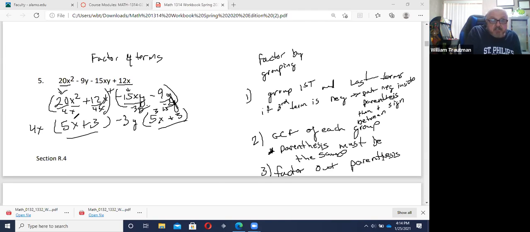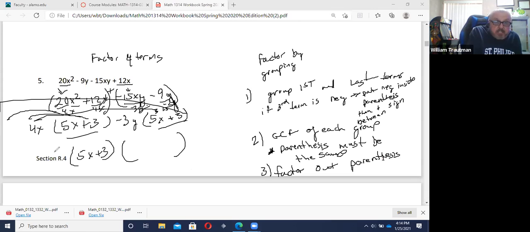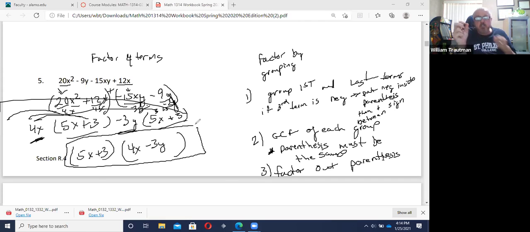So next, factor out the parentheses. The parentheses comes out in front. When you factor the parentheses out in front, what's left over is 4x and a minus 3y. And there's our answer. Factoring 4 terms, called factor by grouping. Okay, so that's a tough one. A lot of people don't get it. They think, oh, it's prime, it doesn't factor. But for the 4 terms, you have to try to rearrange if you can.